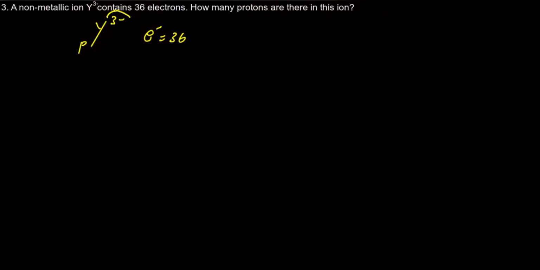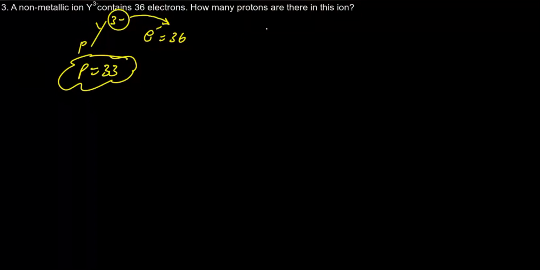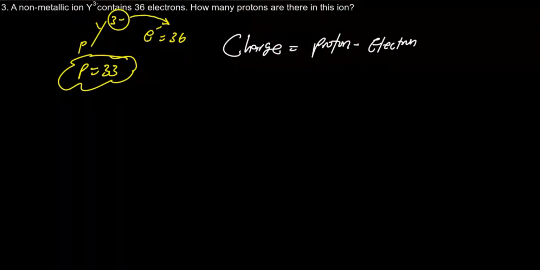Now, it is not neutral. It is gaining 3 electrons. Now, since it's gained 3 electrons, it gives you this. To make it neutral, if I remove the 3 electrons away, I'll be having the number of protons to be equal to 33. This is another way to visualize this. If you don't understand this, take note of this formula I have here, that the charge is equal to the proton minus the electron. Take note of this formula. The charge will be equal to proton minus electron.